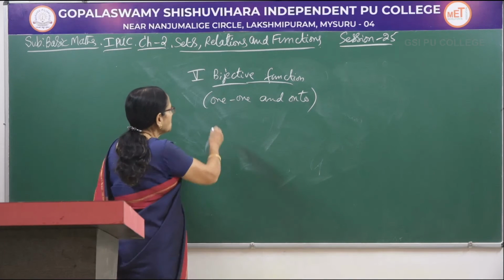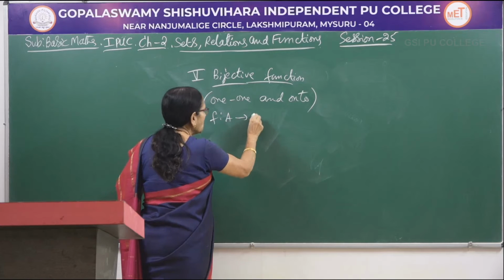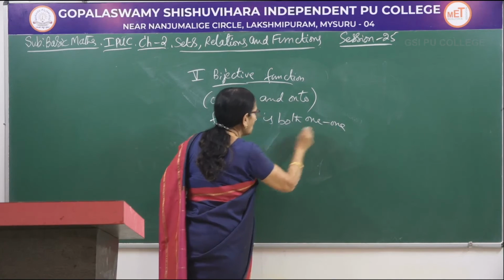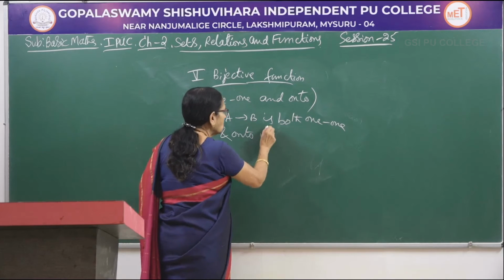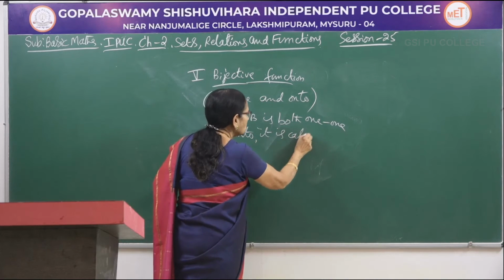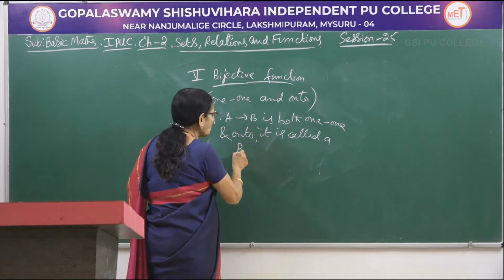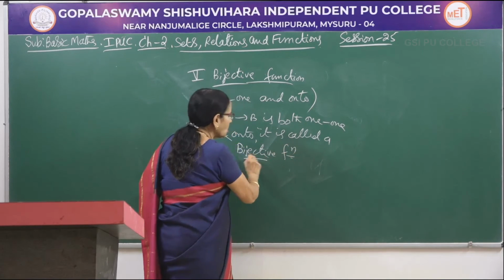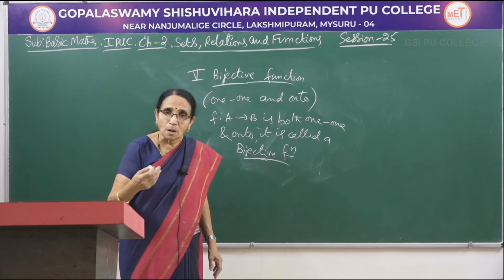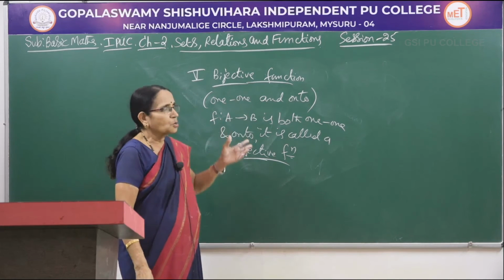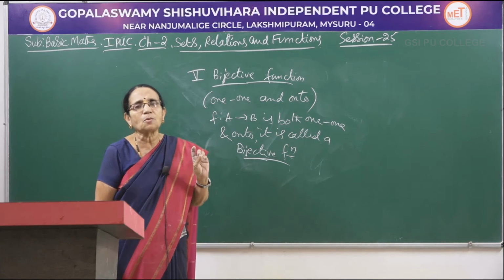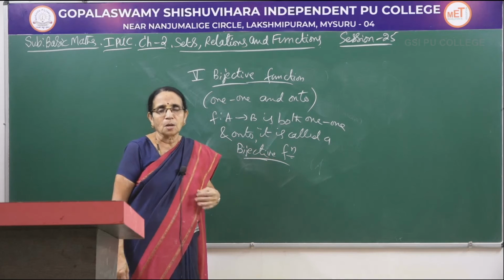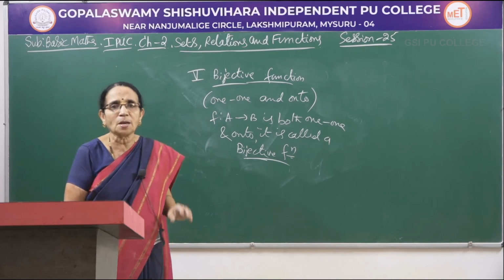Now, the definition is like this. If f from A to B is both 1, 1 and onto, it is called a bijective function. We also call it a 1, 1 and onto function, or you can call it bijective. So, injective and surjective together will be bijective. 1, 1 and onto together make a 1, 1 and onto function. Both the names are correct, any one can be used.